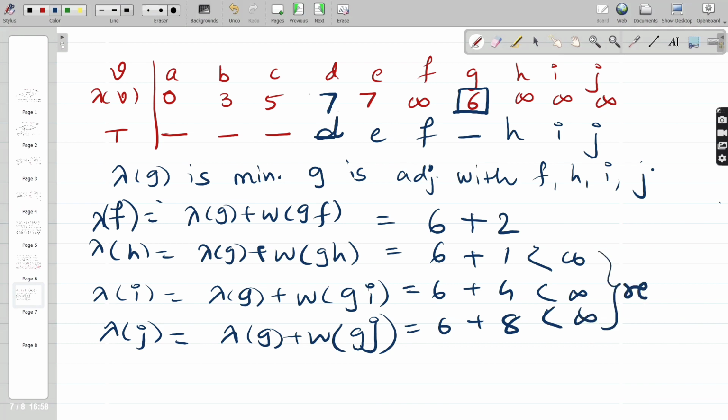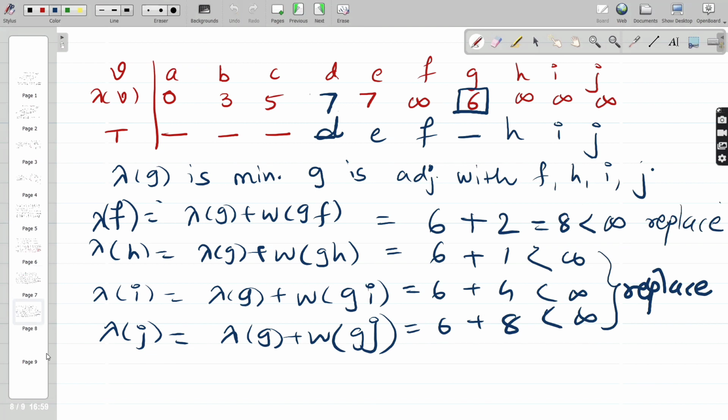So I'm going to replace them. And this is 8. 8 is less. Now what is lambda F here? Lambda F is infinity, so 8 is also less than infinity. So I'm going to replace it. In the next table, let me duplicate the page. In the next table, we will replace lambda F by 8.